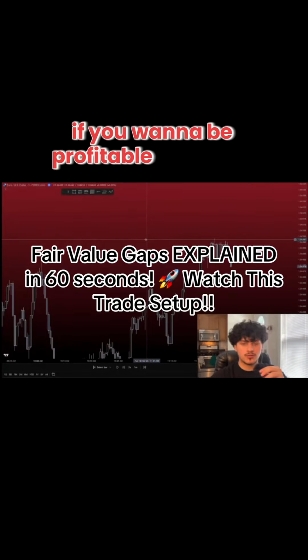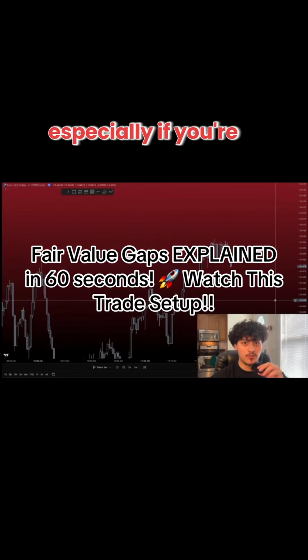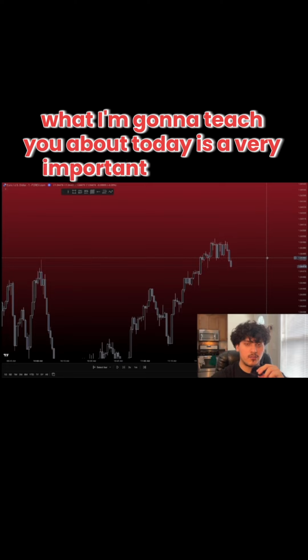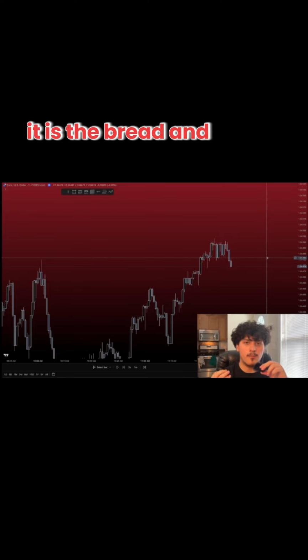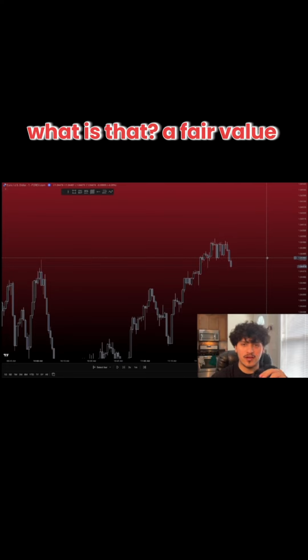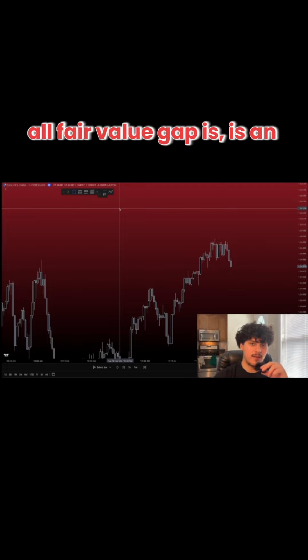If you want to be profitable in trading, you need to pay attention, especially if you're a beginner. What I'm going to teach you about today is a very important confluence. It is the bread and butter of trading. What is that? A fair value gap. All a fair value gap is, is an imbalance in price.